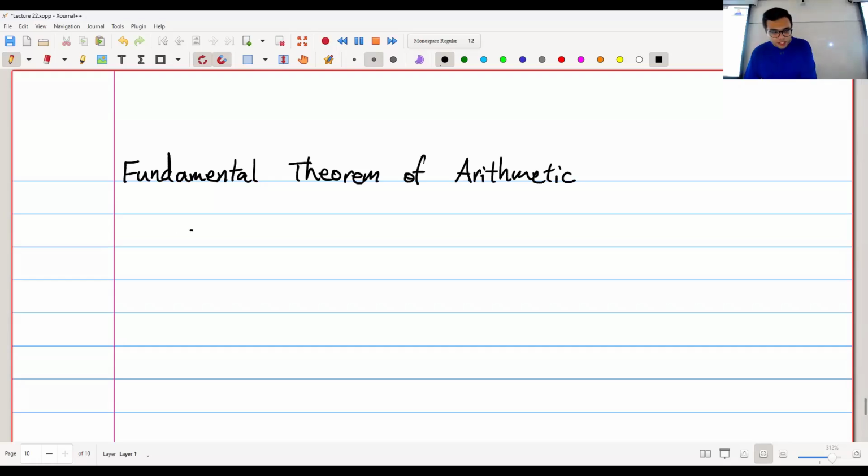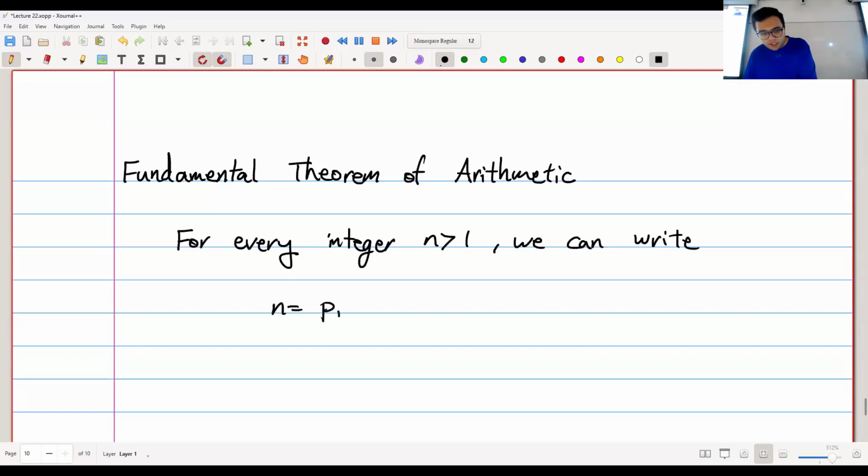So for every integer n greater than 1, we can write n equals p1, p2 to pk, where every pi is a prime.